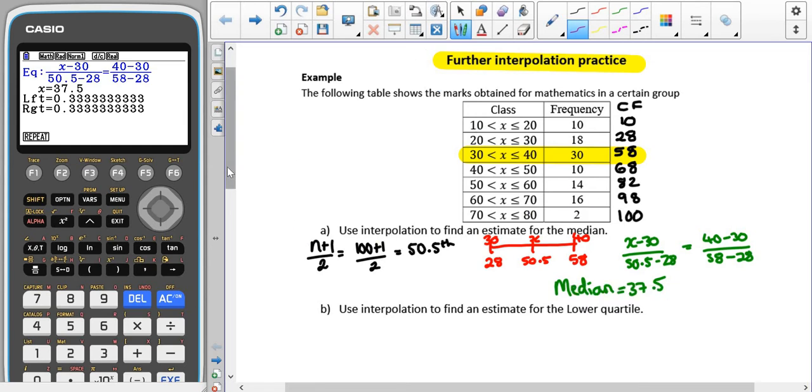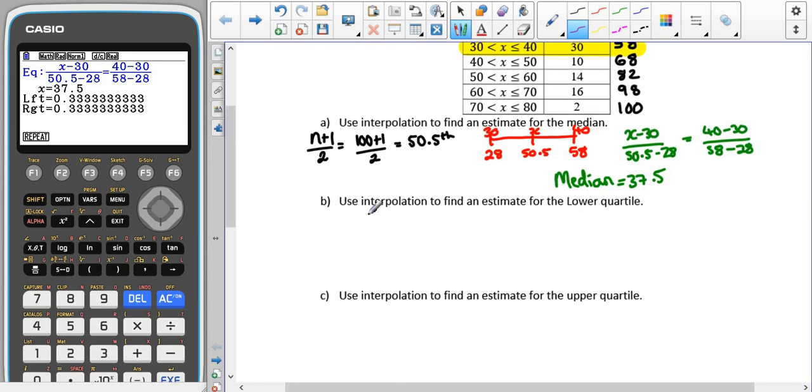So for our lower quartile, we are still going to be doing n plus 1, but as I said before, because we're finding a quartile, we want a quarter of our data, so instead of dividing by 2, we're going to divide by 4 instead. So we're going to have 100 plus 1, this time divided by 4.